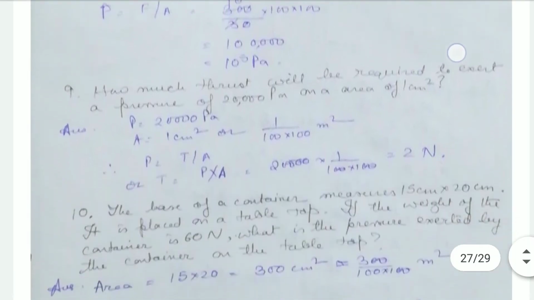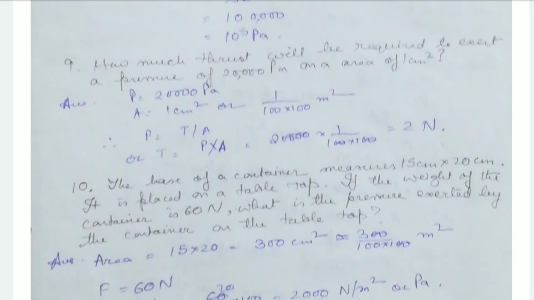Again, how much thrust will be required to exert a pressure of 20,000 pascals on an area of 1 centimeter square.